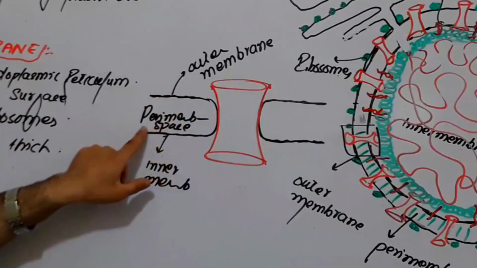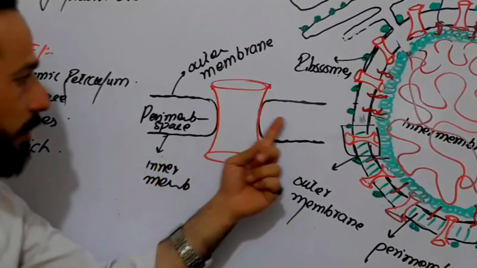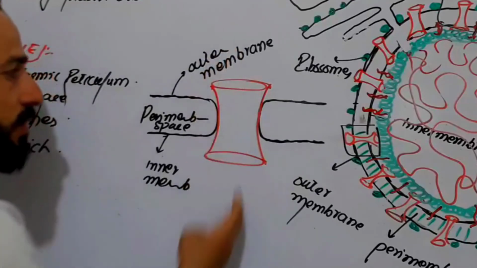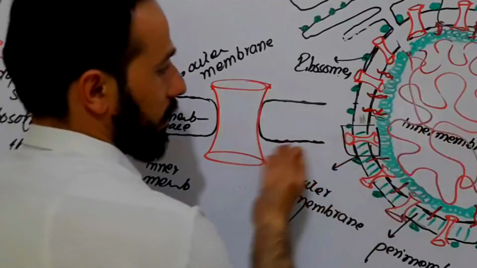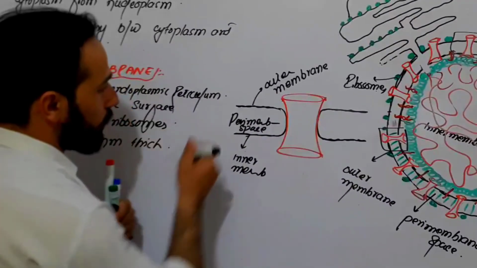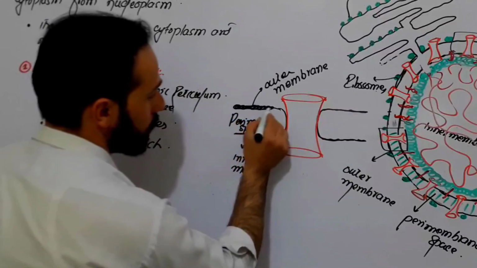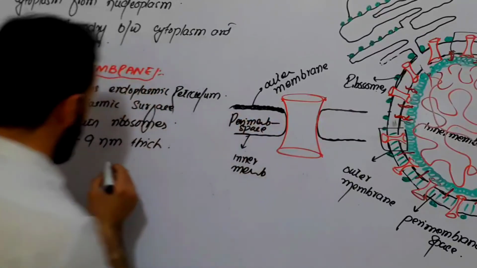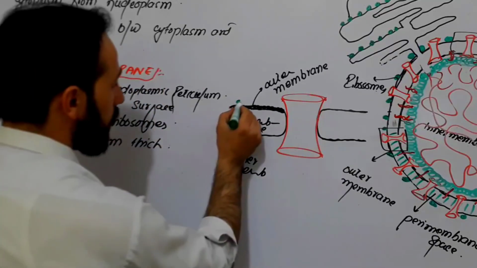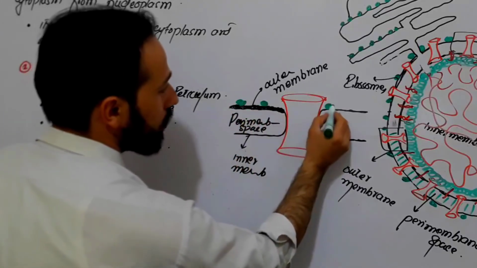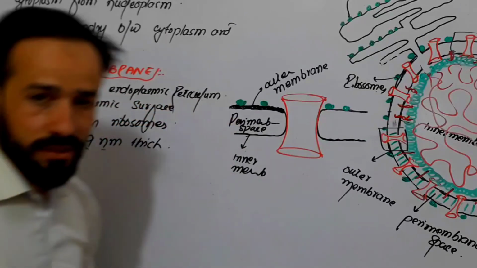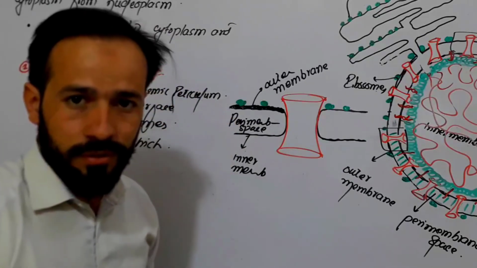So the outer membrane, the perimembranous space, and the inner membrane, and in between at special points there are pores through which exchange, diffusion and movement of different substances occurs inside and outside the nucleus. So these are called the nuclear pores. The thickness of this outer membrane is 7 to 9 nanometer, and it contains ribosomes attached to it, as we have drawn here. That's why I have said that it resembles the endoplasmic reticulum in its structure.